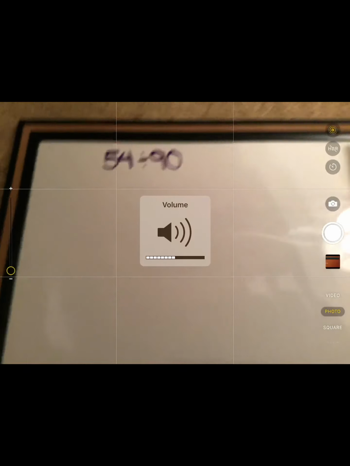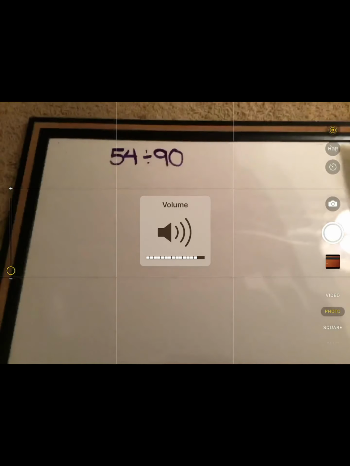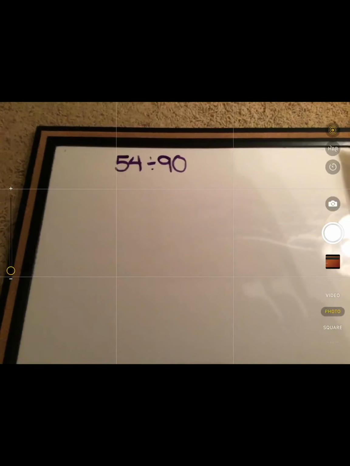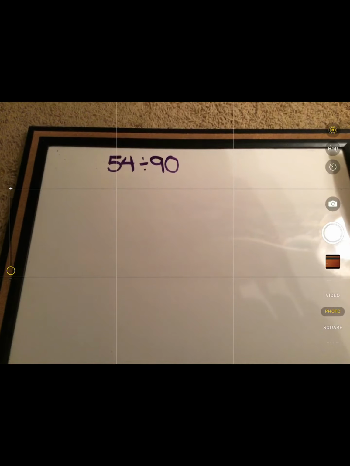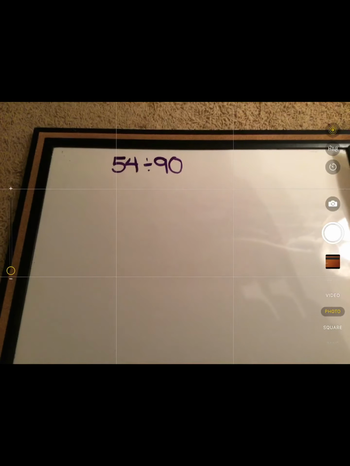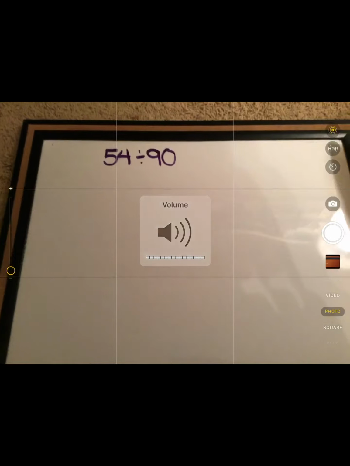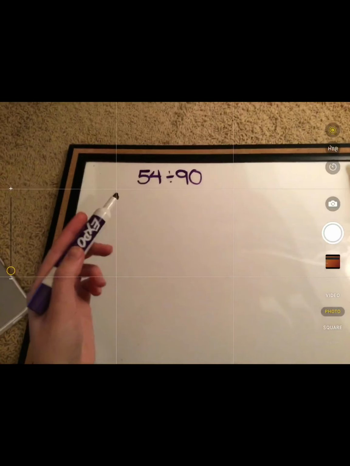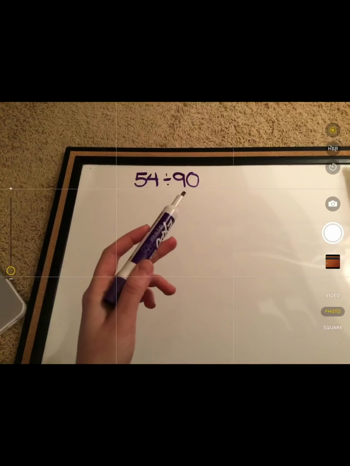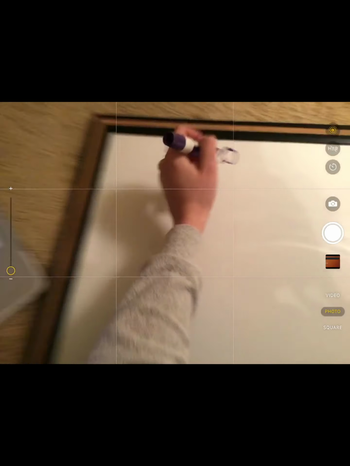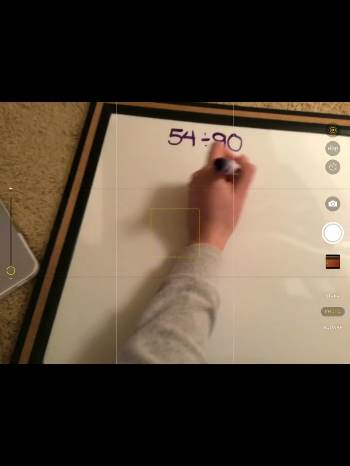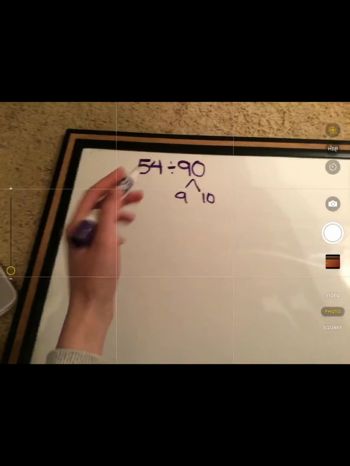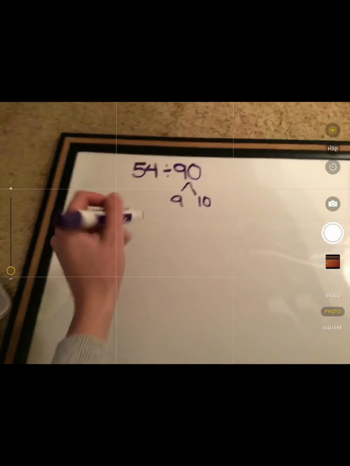Okay, so our next problem is going to be 54 divided by 90. And I know some of you are looking at this and going, oh my goodness, I have no idea how to do this. All we did was multiply things by 10. Well, I'm going to teach you a way for how we could look at doing this. So how I would start this problem is first I'd say, well, 90, that could decompose into 9 and 10. So then I could do this problem like I could the others.